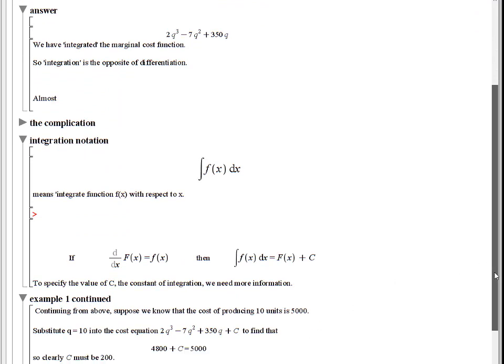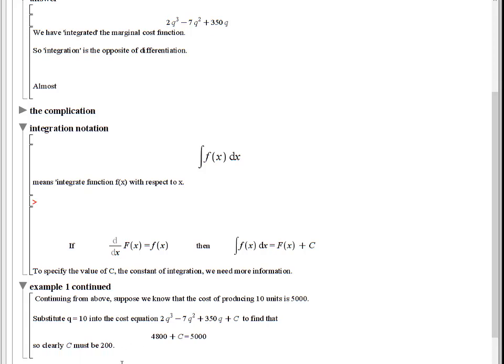Well, in that case, I can complete it because when I integrated the cost function, I got this, but I did not know the value of c. But now with the extra information, I can say, okay, let me substitute 10 units into here. So if you put 10 into here, you have 4,800. And then plus c must be equal to the cost of 5,000 for making that. And then we can realize, okay, c must be 200. So the real answer to the cost function was 2q cubed minus 7q squared plus 350q plus 200. So now we have enough information to find the exact answer.